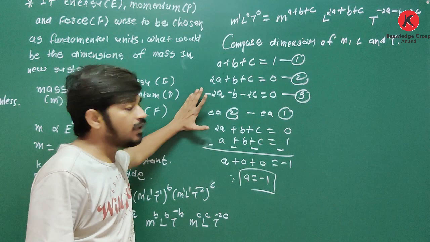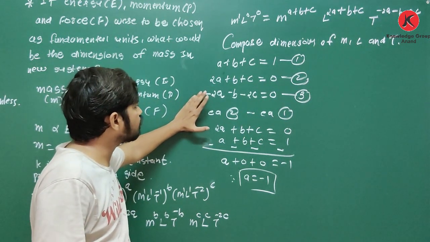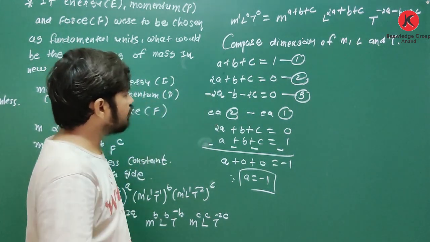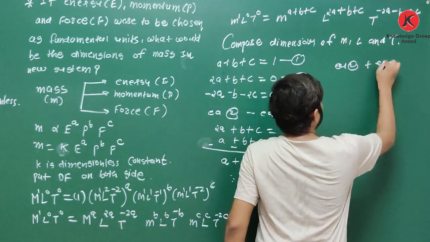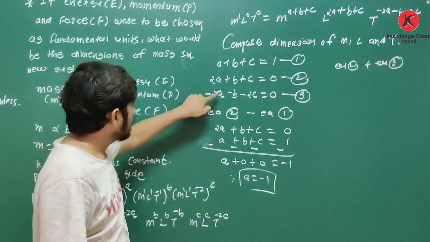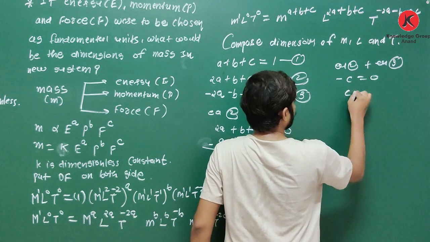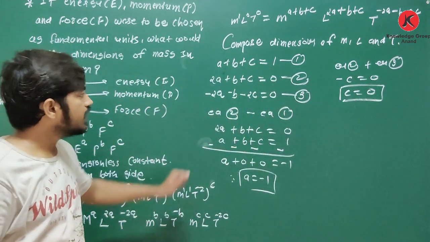Now you have to find the values of b and c. How to find the values of b and c? See, if I add equation number 2 and equation number 3, 2a cancels, b cancels, and c minus 2c means minus c is equal to 0. So therefore c is equal to 0. Simple.